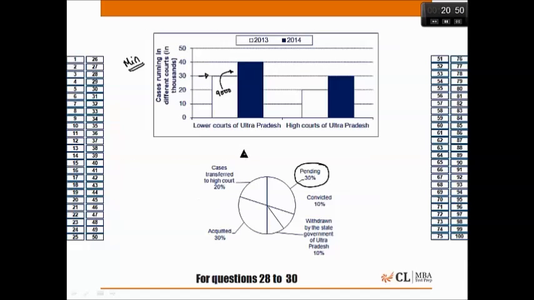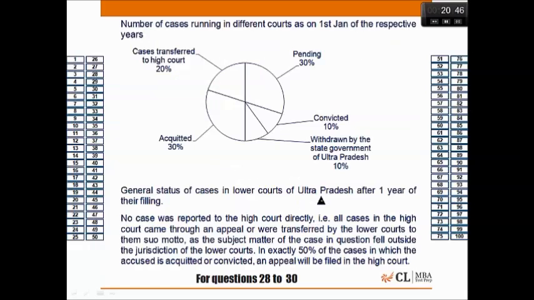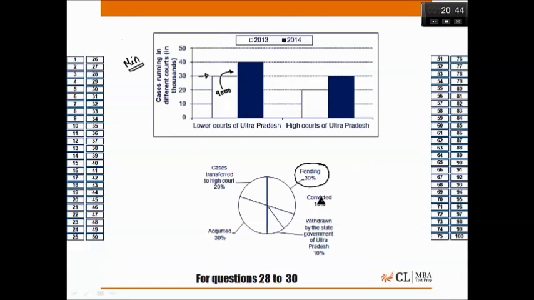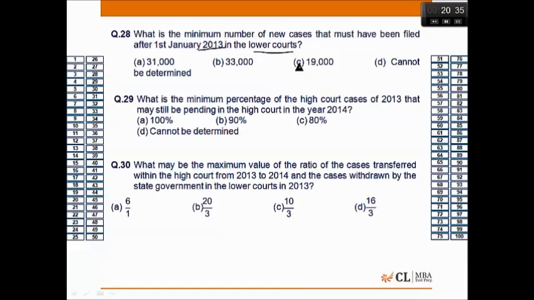Okay. The maximum convicted. Okay. 9,000 has to go that side. So what is it? 40 minus 9,000. 31,000. Does it just about make sense? Does it make sense?